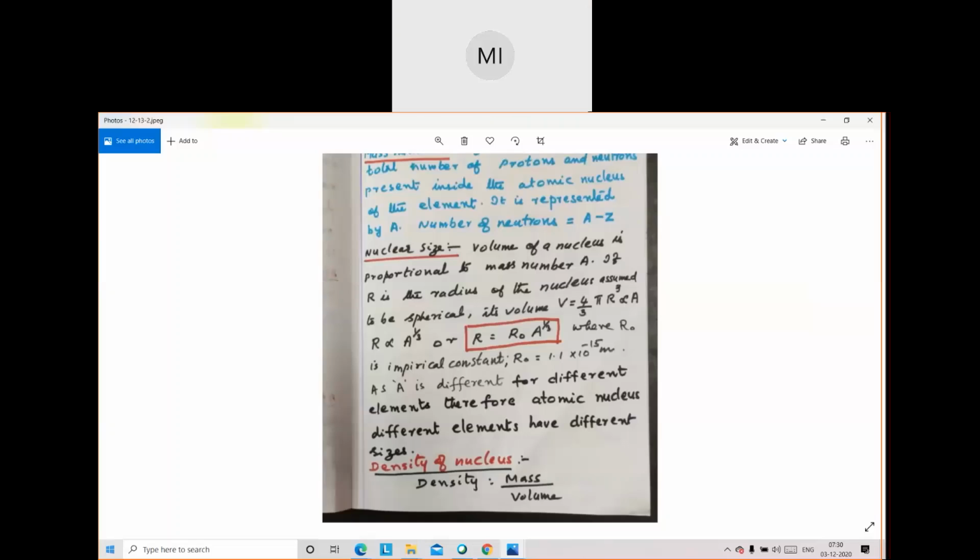Mass number, right? It changes according to mass number. Because mass number is the total number of protons and neutrons. When we say uranium, it is 235, 238. Mass number. Uranium 238. Hydrogen 1, 2, 3, that we say.